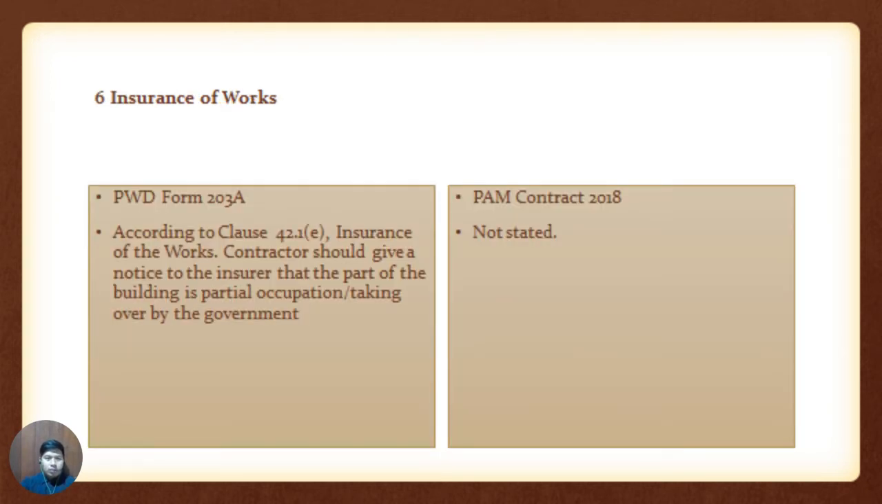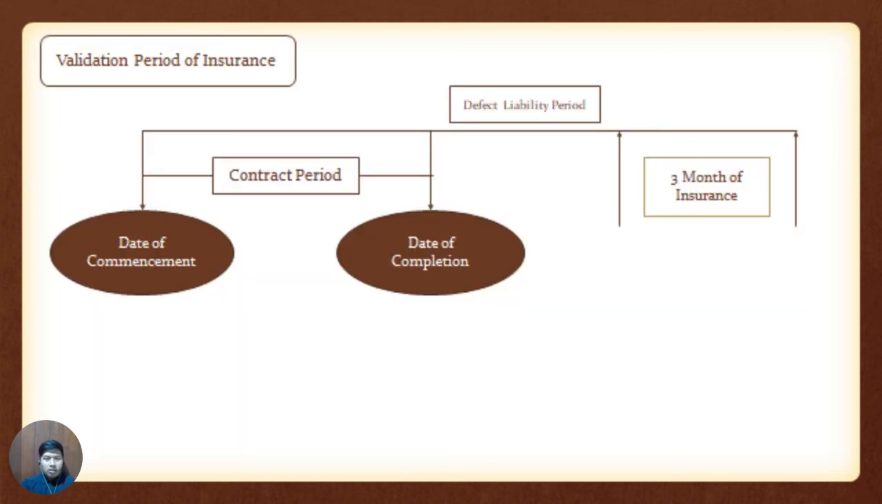Number 6 is insurance of work. In PWD Form 203A, according to clause 42.1 in bracket E, insurance of the work, the contractor shall give a notice to the insurer that the part of the building is under partial occupation taken over by the government. Meanwhile, in the PAM contract, it is not stated. This is a chart of validation period of insurance.